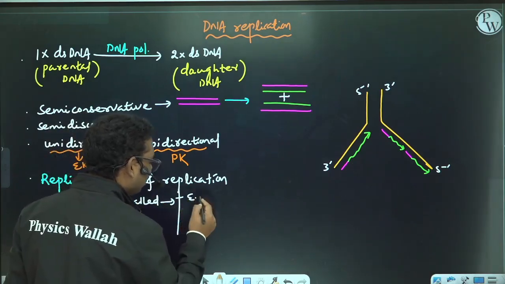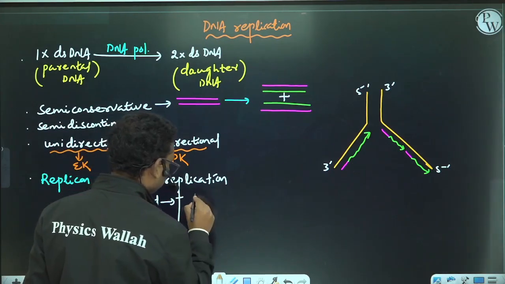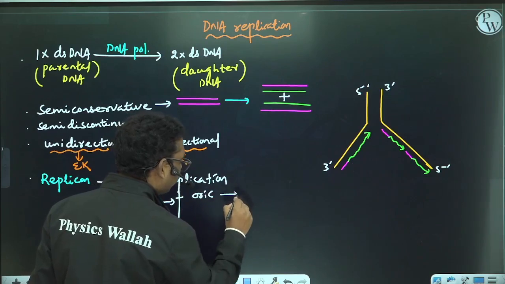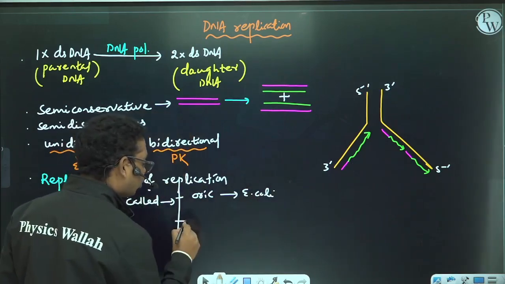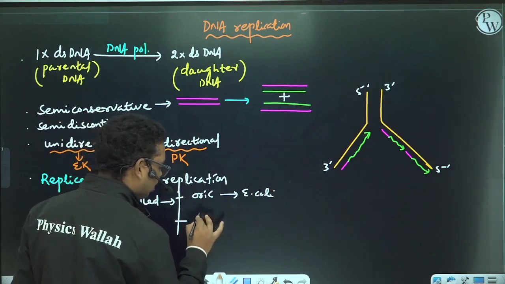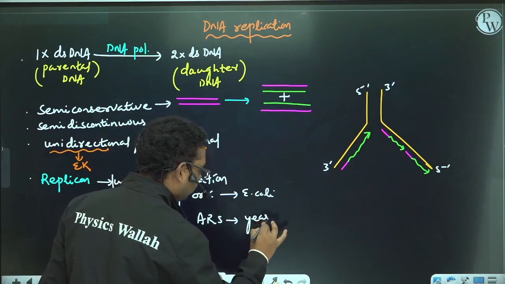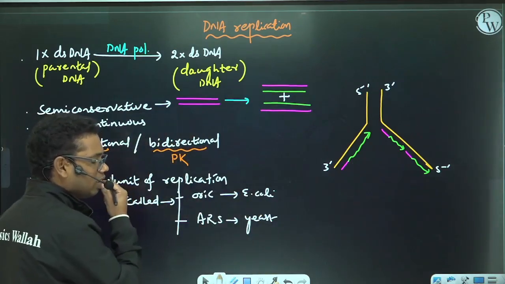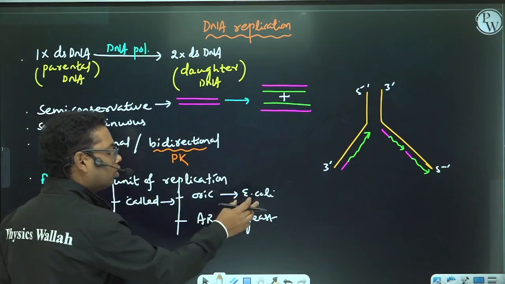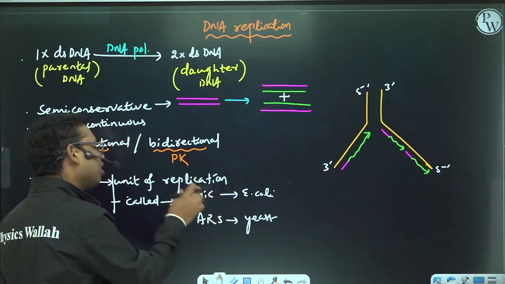And this replicon can be called, in case of prokaryotes, or specifically in case of E. coli, ORIC. Whereas in case of yeast, it is called ARS. E. coli is a prokaryote, but in all prokaryotes we do not call the origin of replication ORIC. ORIC is the origin of replication only in case of what?